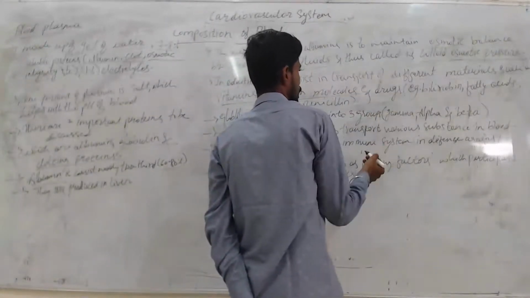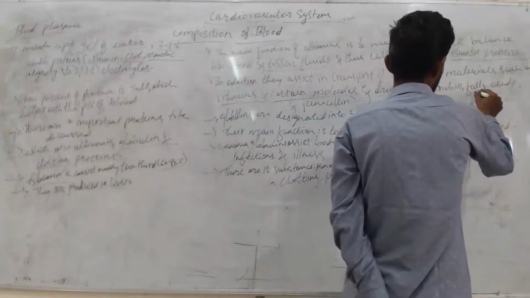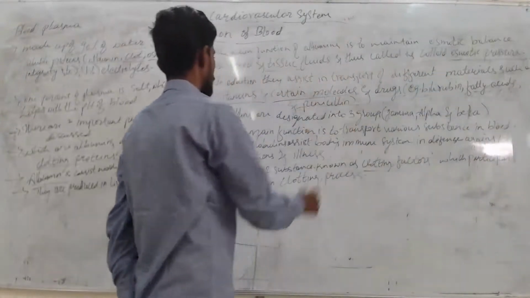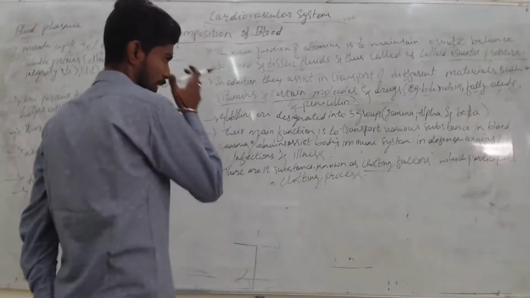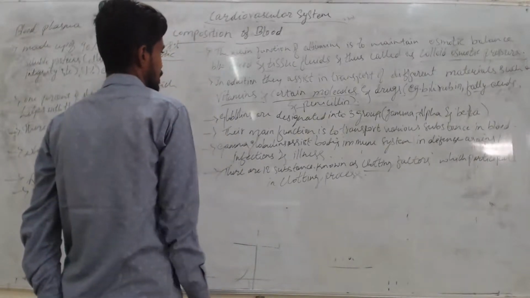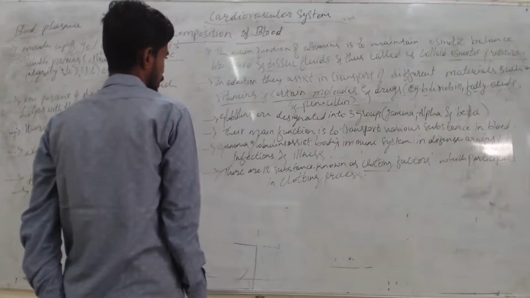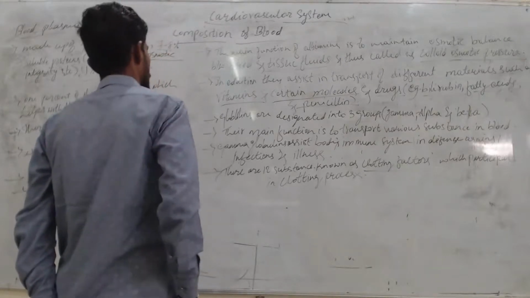In addition, they assist in transport of different materials such as vitamins, certain molecules, and drugs. The drugs involve bilirubin, fatty acids, and penicillin. These are the different materials which are transported from the blood to other parts or tissues of the body.